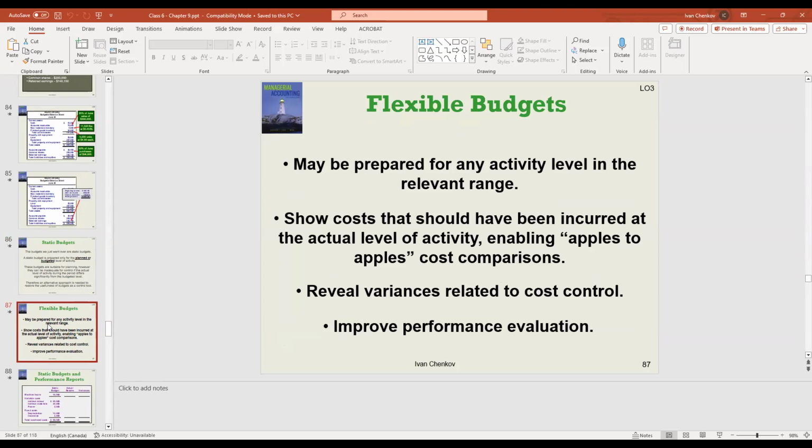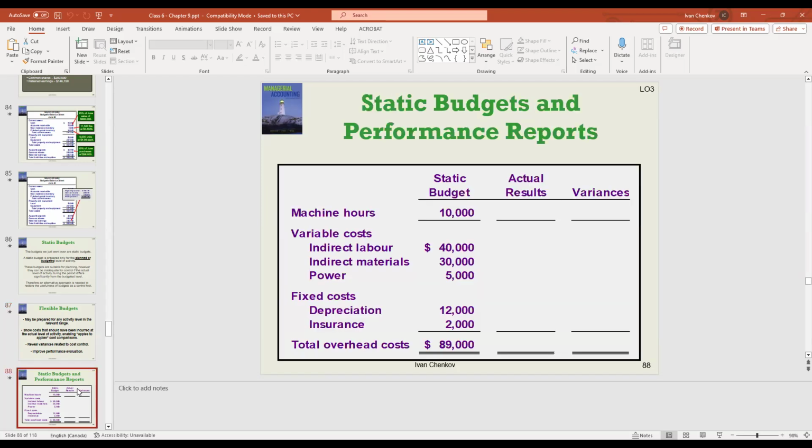What will be the flexible budget? The flexible budget is prepared for the level of actual activity by applying the same principles and the same rules that we use when preparing the static budget. So let's see static budget versus actual performance.